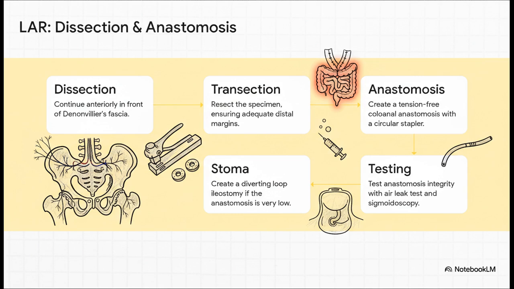We always test its integrity. We check the donuts from the stapler, and we perform an air leak test. For these very low anastomoses, I would almost always create a temporary diverting loop ileostomy. This diverts the stool, protecting that new connection and really mitigating the consequences if a leak were to happen.